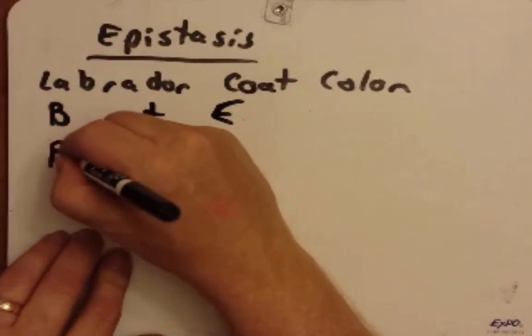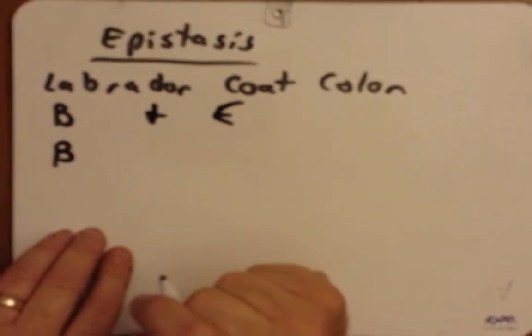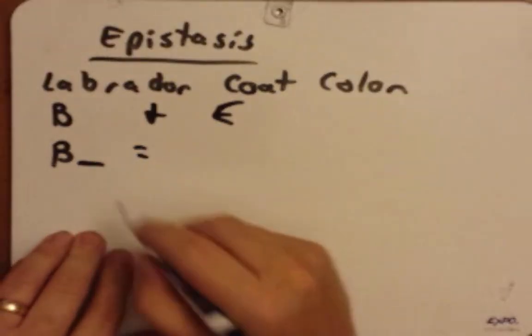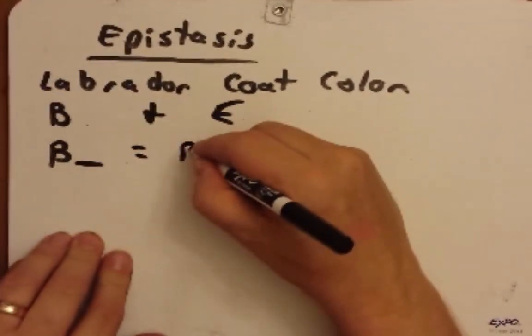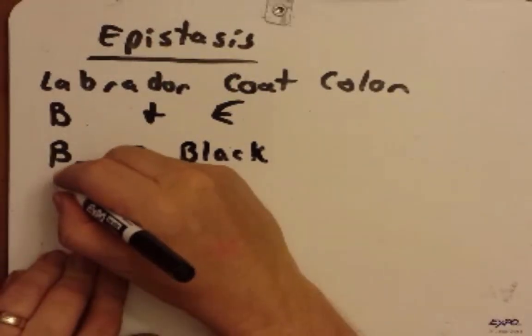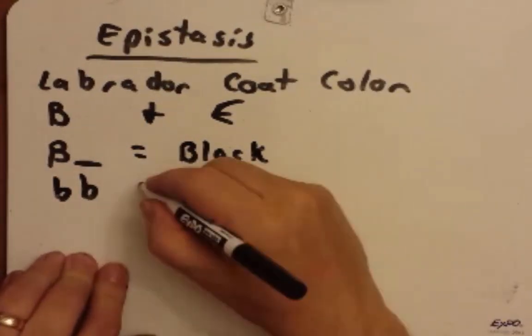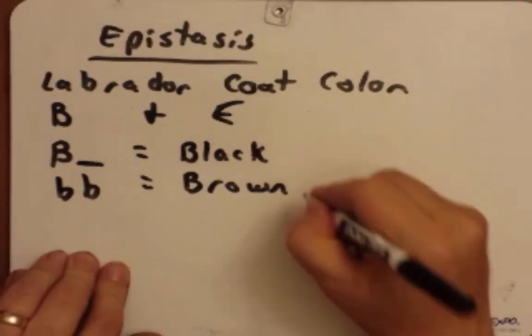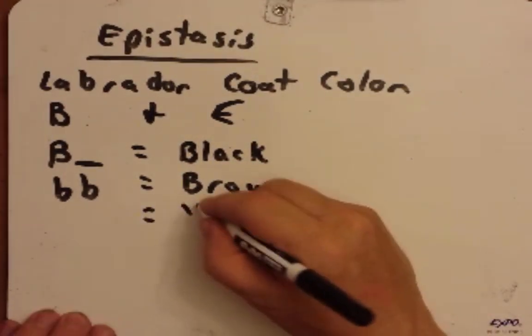We know that B is dominant to little b. So a dog that is big B and either little b or big B is going to have a black coat color. A Labrador that is little b is going to be a brown lab, or a chocolate lab you might have heard of. How do we get a yellow lab?